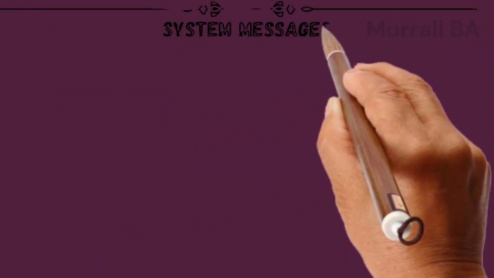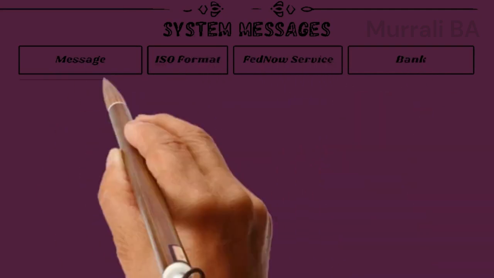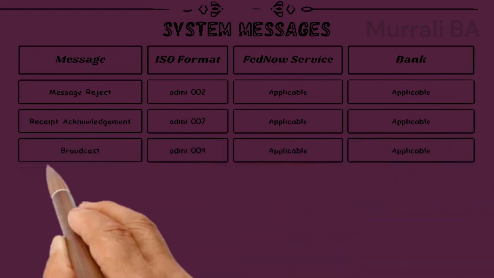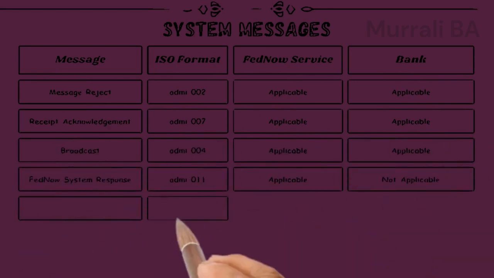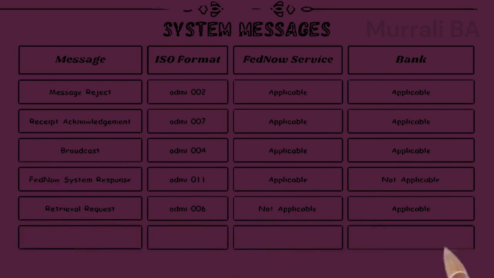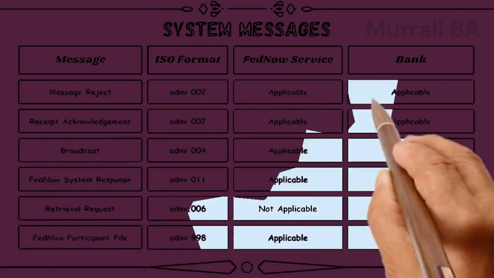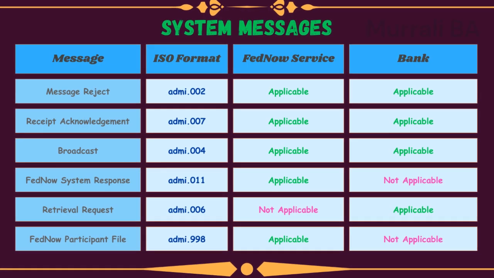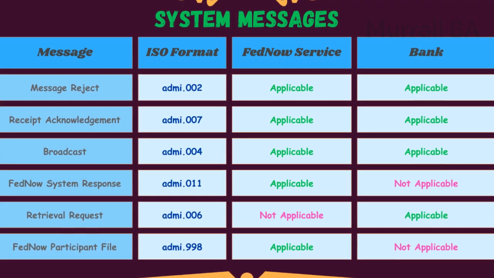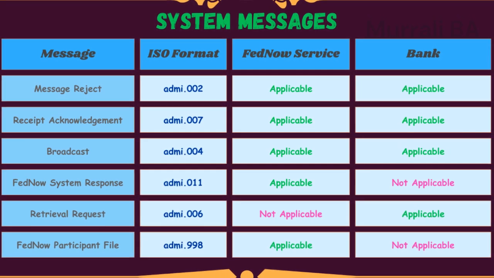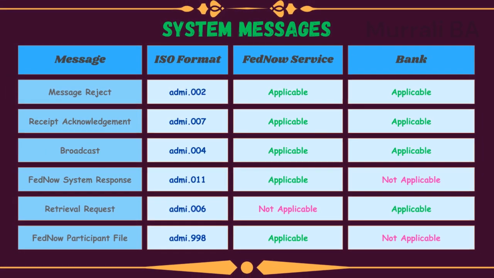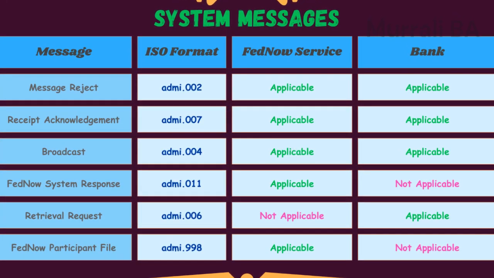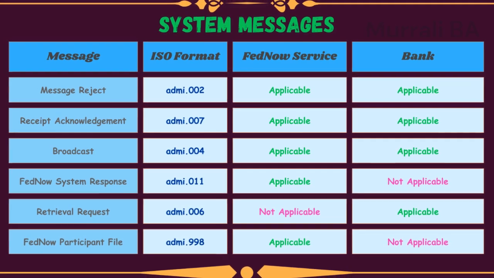The system messages are used by the participants to communicate their statuses or any technical message rejections and broadcast information to the FedNow service, which eventually will be communicated to the other participants by the FedNow service. The following messages are used for the same purposes within the above definitions. All these messages are called system messages and are required to be set up earlier, even before other messages start to process. The first one is message reject. It is communicated using admin 002. It is applicable for both FedNow service and the banks.